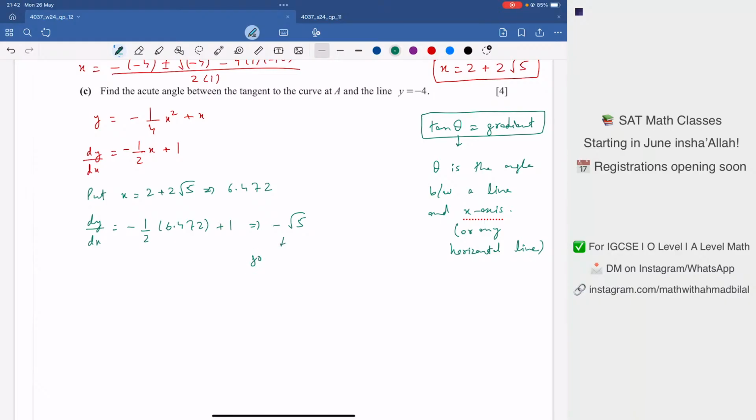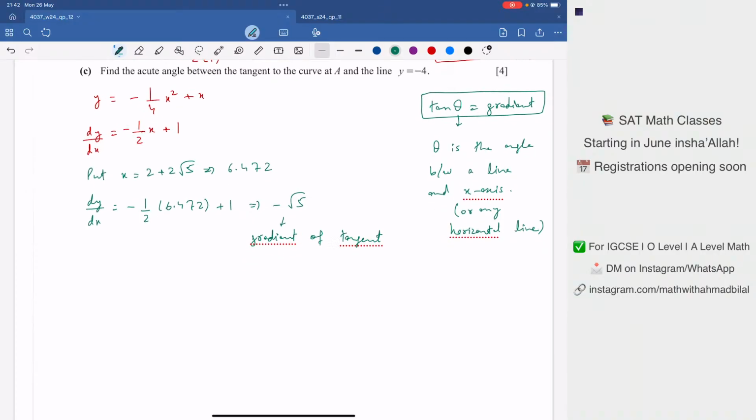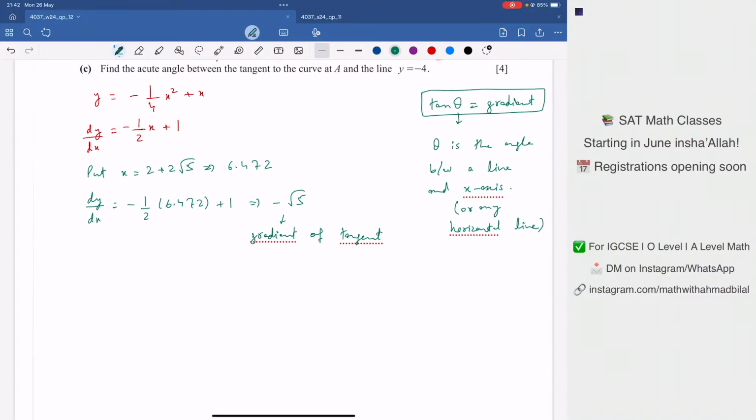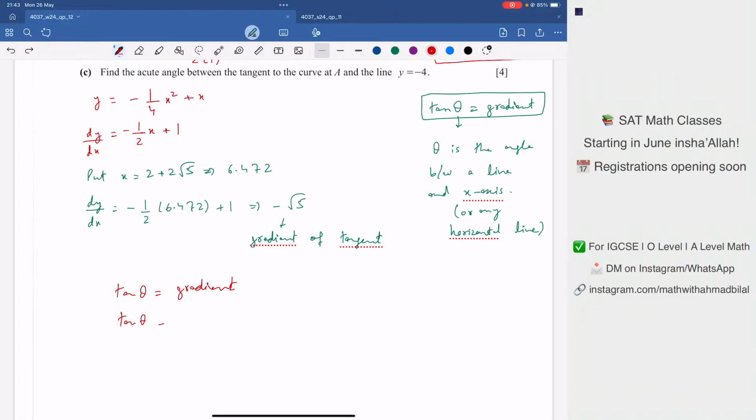Okay, this is the gradient of the tangent. Now we want to find the acute angle between the tangent of the curve and that line. How can we do that? We can use tan theta equals the gradient. We can use that formula that we had there. How will that work? Tan theta equals the gradient. Since we want an acute angle, we can just use the positive value here. That will give us an acute answer directly.